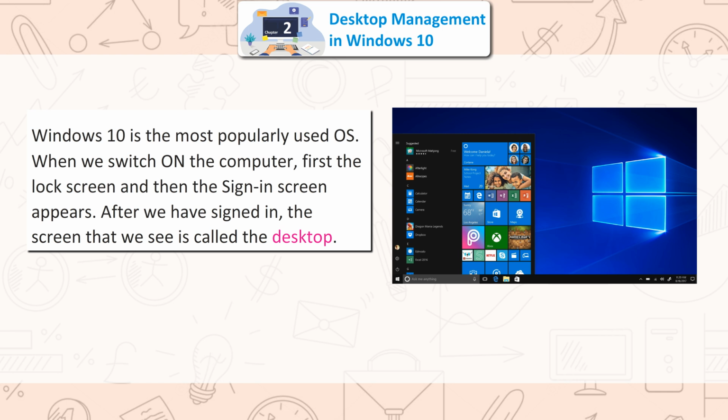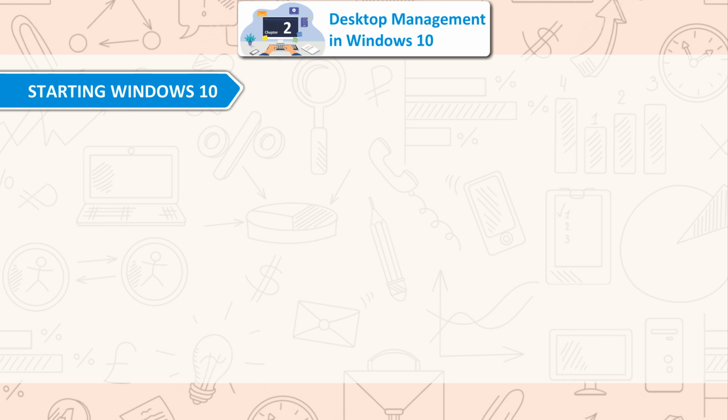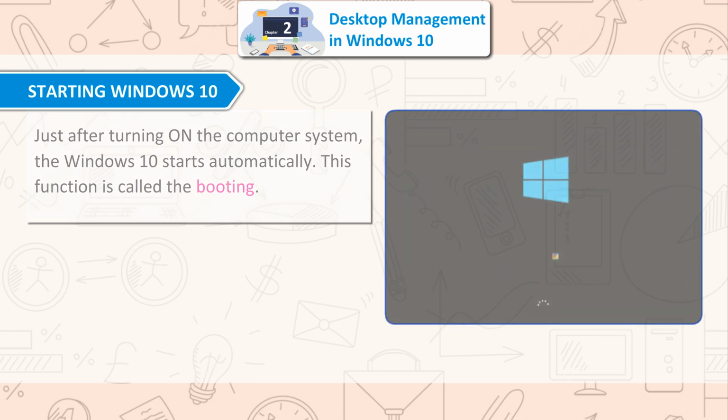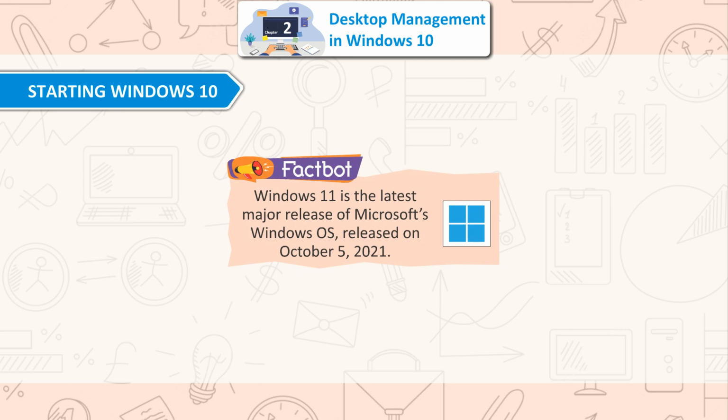When we switch on the computer, first the lock screen and then the sign-in screen appears. After we have signed in, the screen that we see is called the desktop. Starting Windows 10. Just after turning on the computer system, Windows 10 starts automatically. This function is called booting. Factbot. Windows 11 is the latest major release of Microsoft's Windows OS, released on October 5, 2021.